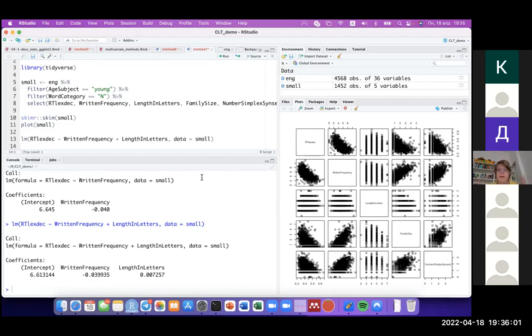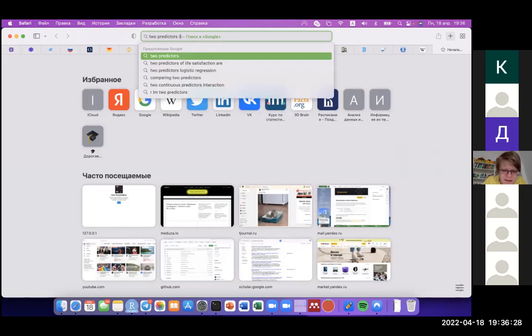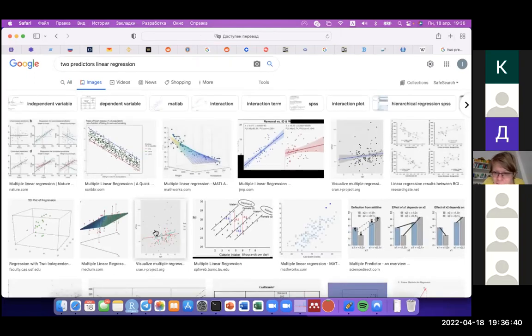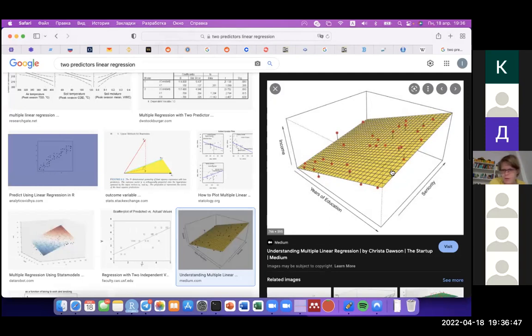Well, actually, it is still linear. For multiple regression like that, we still have only straight lines, but because it has two predictors, not one, it's not just a straight line, but it is a plane. So let's just Google it: two predictors, linear regression, because it's important to understand how it will look. Let's find some good one, yeah, something like that. This figure is a good one. So in this case, you have a plane as your model, not a straight line, but a plane.